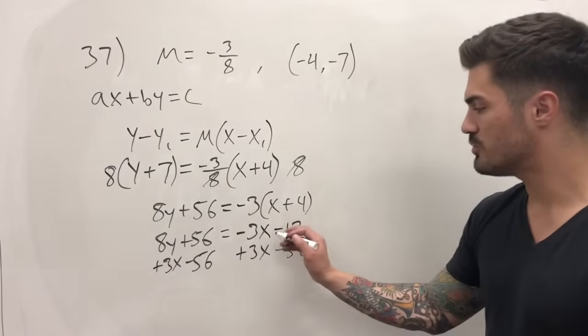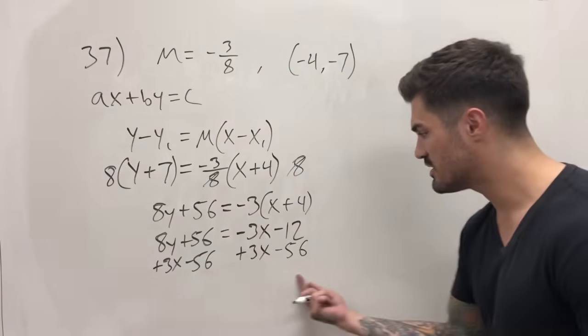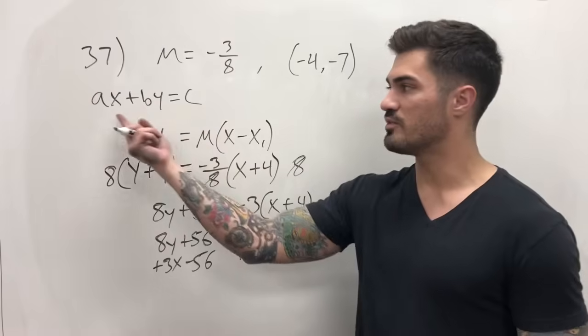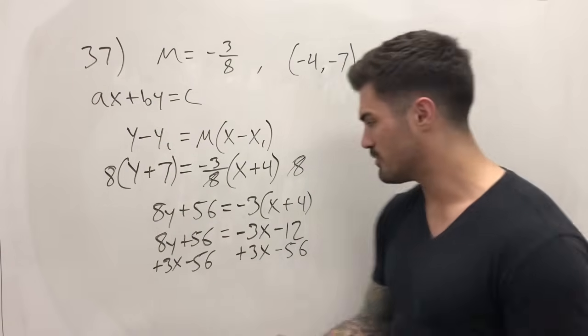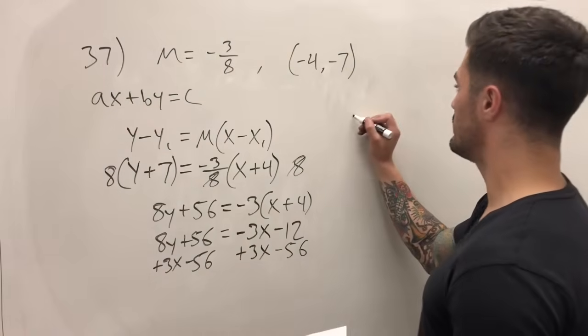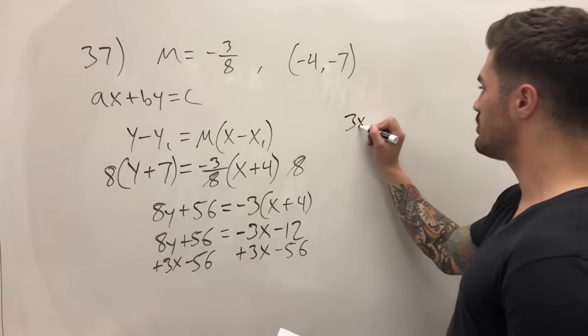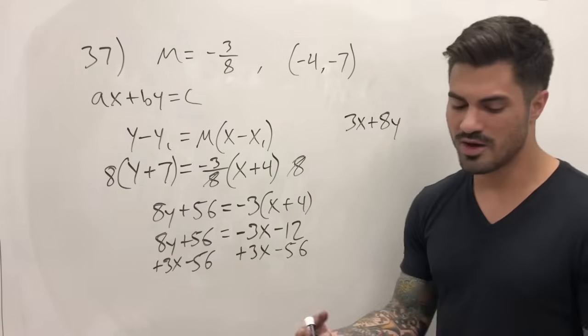So plus 3x to both sides because I want to get rid of that and get this over on this side. And minus 56 because I want my constant to be by itself on the right. This is the standard form it wants it in, right? Write your answer in standard form, yeah. So I have 8y plus 3x on the left side. And I'm going to write it as 3x plus 8y because same thing, right? 8y plus 3x, 3x plus 8y, the order doesn't matter.